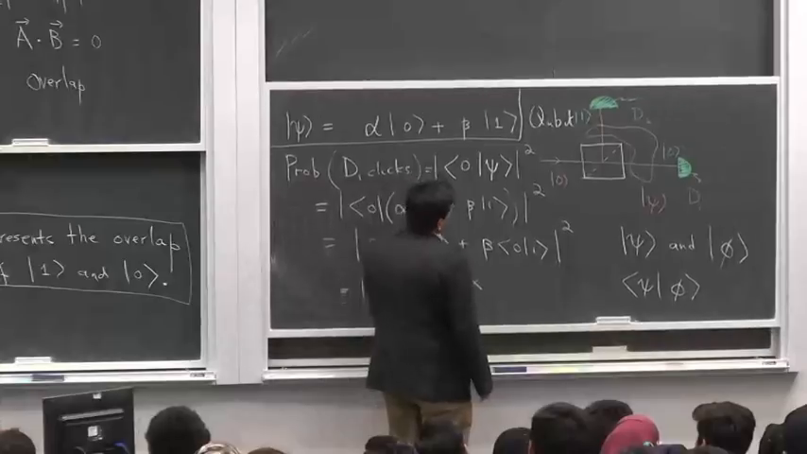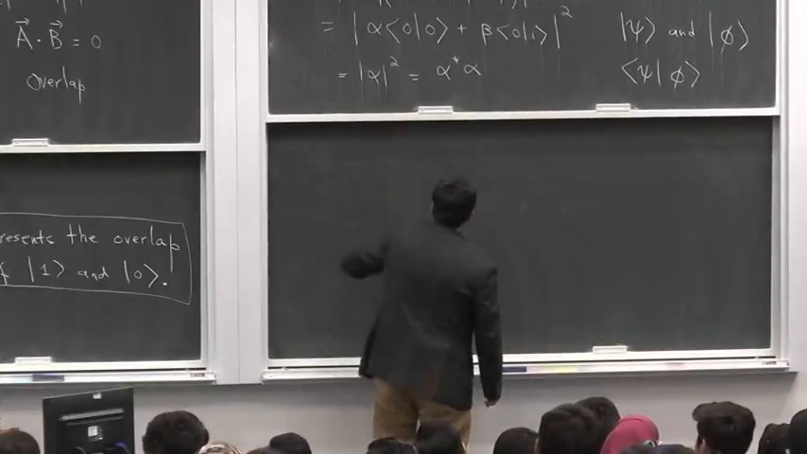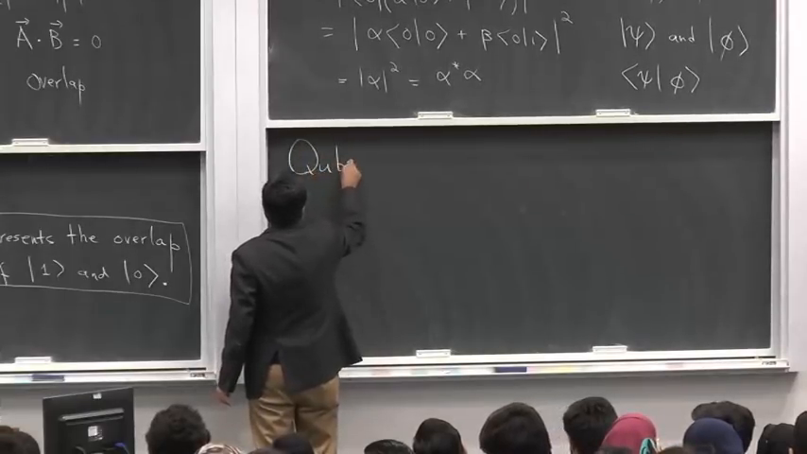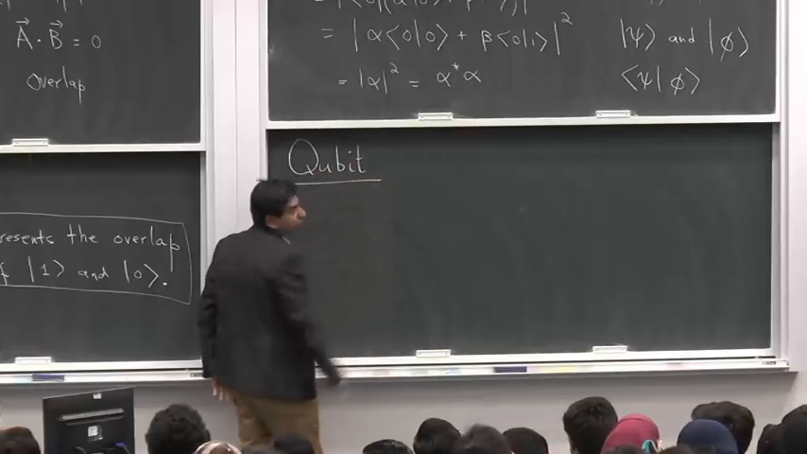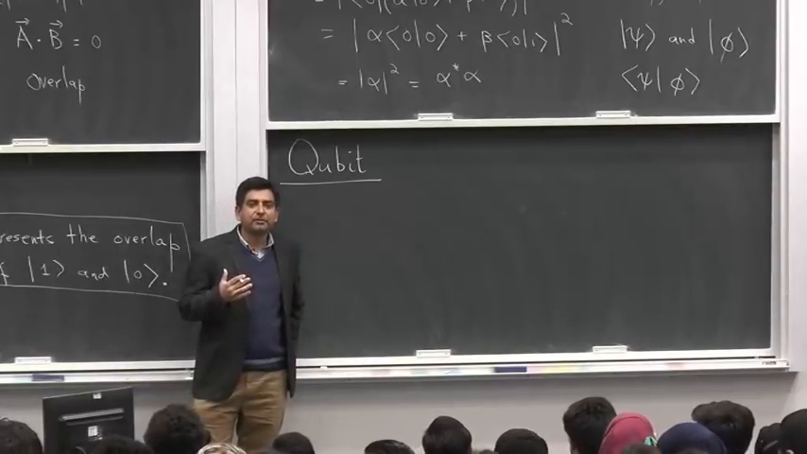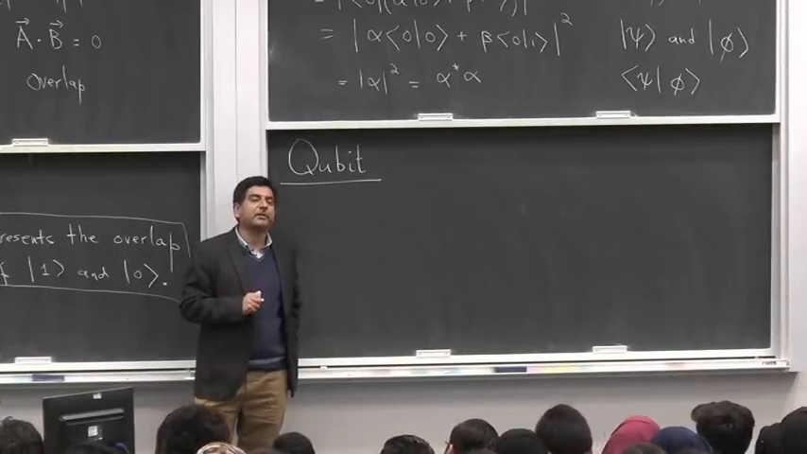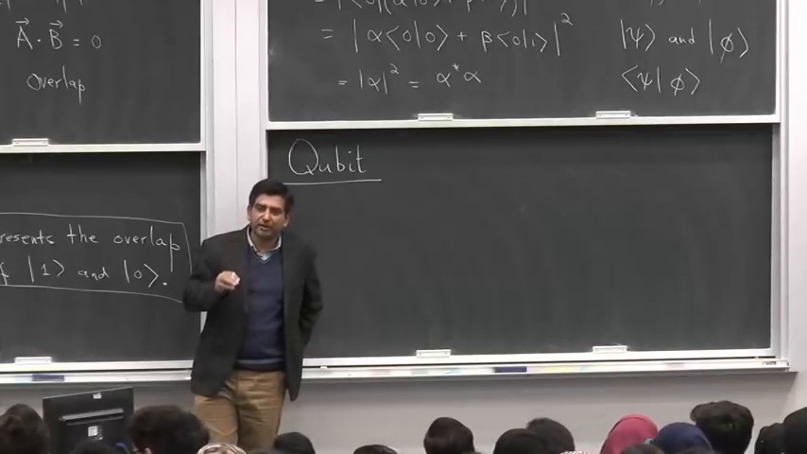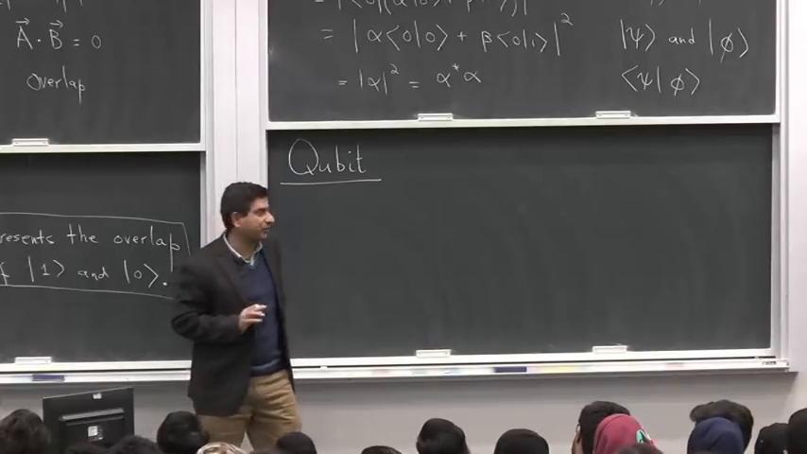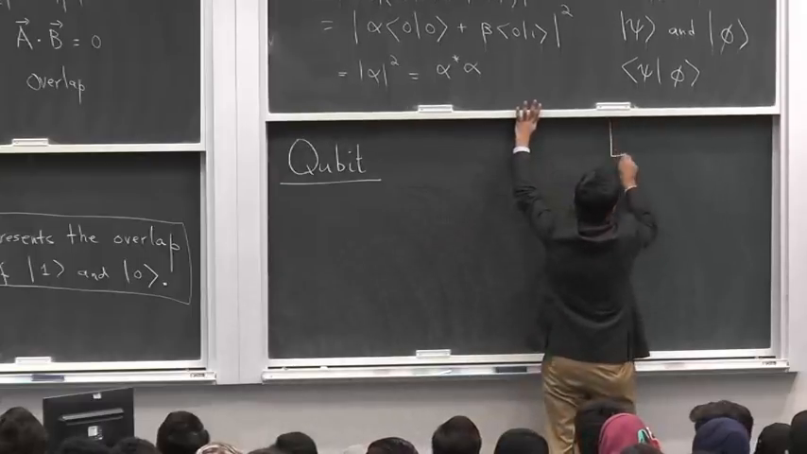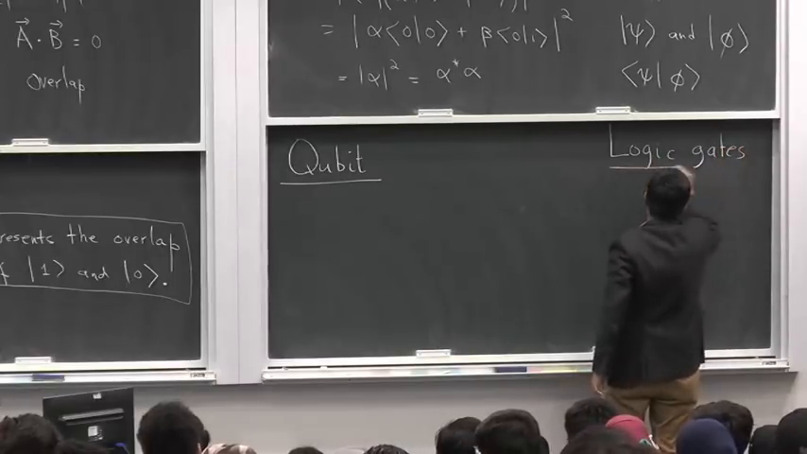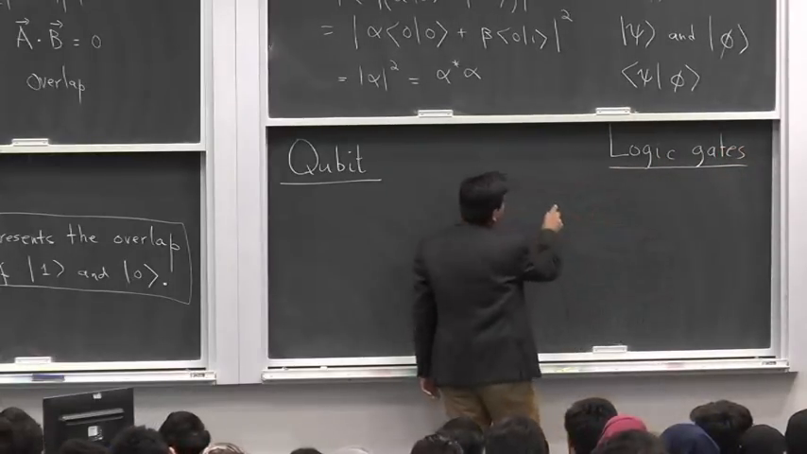Now, we've defined a qubit. Let me also give you some background of how a quantum computer is built. In order to understand quantum computing, we need to have a little bit of knowledge of classical computing. And the only piece of information that I would like to give you is the concept of logic gates. In just a couple of minutes, I'll give you an example. Suppose I have a device.